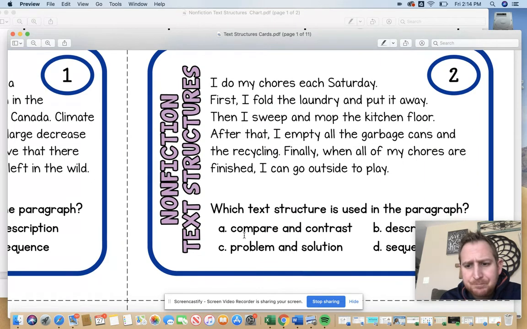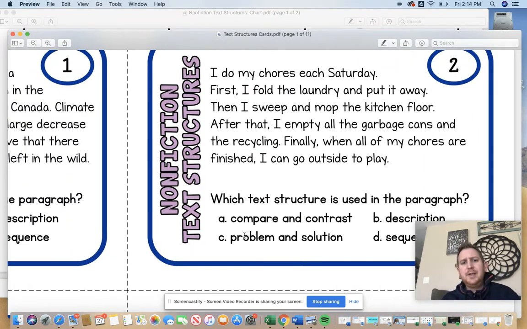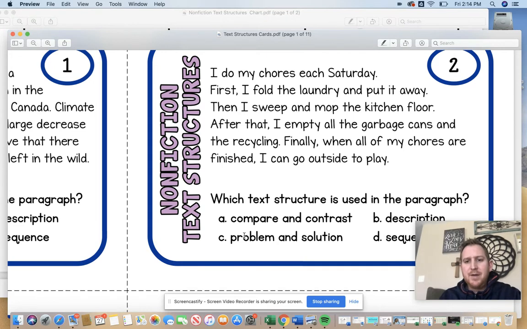Number 2, I do my chores each Saturday. First, I fold the laundry and put it away. Then I sweep and mop the kitchen floor. After that, I empty all the garbage cans in the recycling. Finally, when all my chores are finished, I can go outside to play.